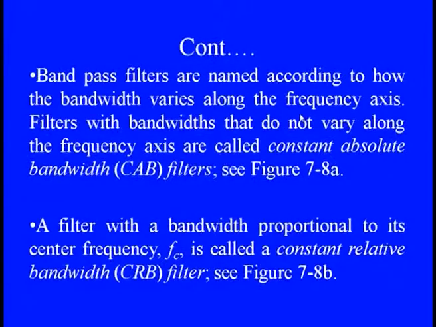The filters with a bandwidth that does not vary along the frequency axis are called constant absolute bandwidth. That means we have the CAB filters, in which the bandwidths are constant all along the frequency axis. But a filter with a bandwidth which is proportional to the center frequency Fc is called constant relative bandwidth.